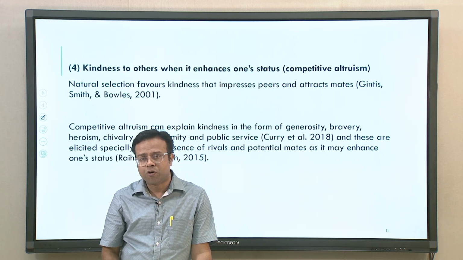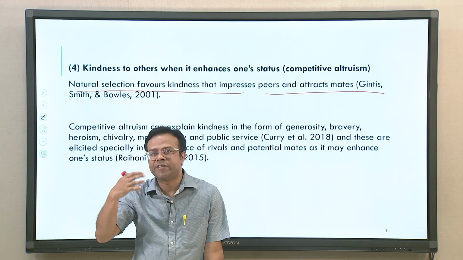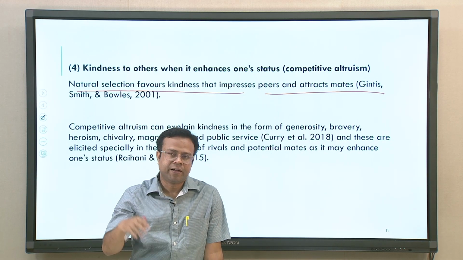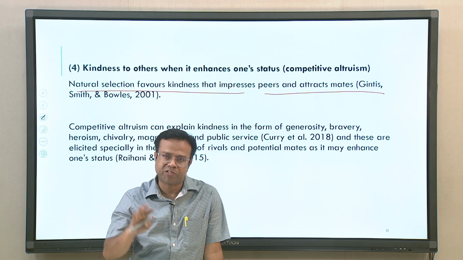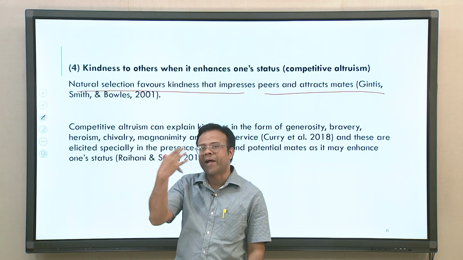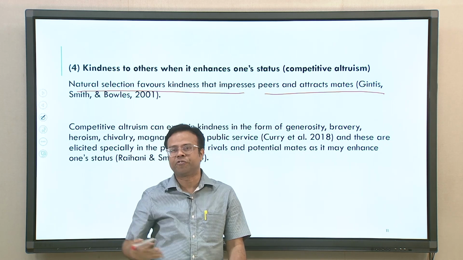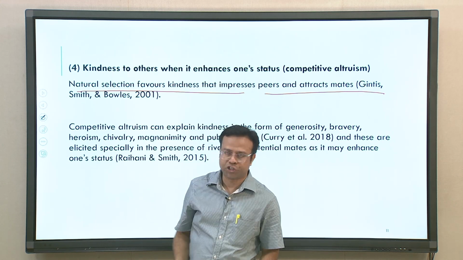The fourth one is called competitive altruism, which is kindness to others when it enhances one's status. What does that mean? Natural selection favors kindness that impresses peers and attracts mates. People become more kind in situations where there is a chance to impress peers and attract opposite mates, opposite gender and so on. This is called competitive altruism. In a sense, you are trying to pass on your genes, with more possibility of reproduction, in a very unconscious way.